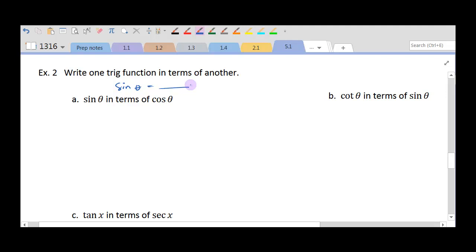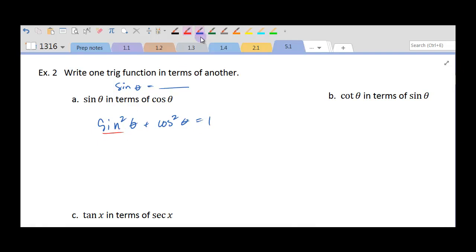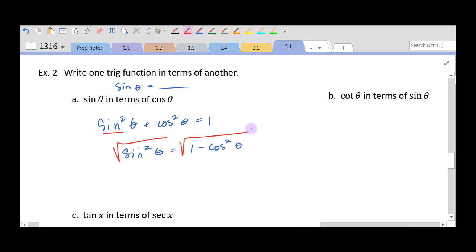One of the only identities that I know of right off the bat that relates both sine and cosine together is our Pythagorean identity. So we're going to start there. So I have sine squared theta plus cosine squared theta is equal to 1. And what I want to do is take this identity and solve it for sine. So we're going to subtract cosine squared theta to the right hand side, and I have sine squared theta is 1 minus cosine squared theta, but I have to take the square root of both sides because I want this in terms of just sine.